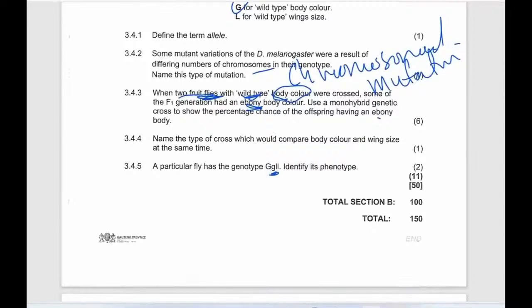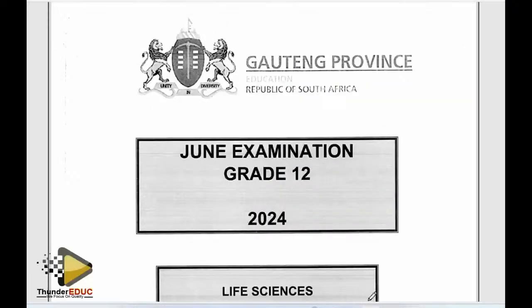Then the last question, they're saying name the type of cross which would compare the body color with the size at the same time. This is a dihybrid cross. And lastly, they're saying identify the phenotype, if capital G is the wild type, that is basically gray.